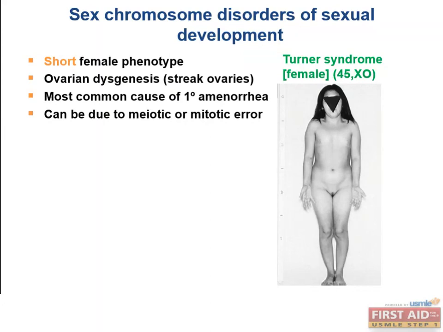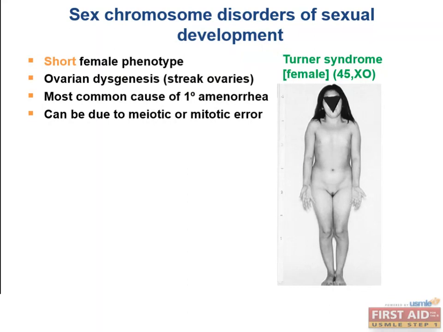They'll sometimes like to mention streak ovaries, which is synonymous with ovarian dysgenesis. Okay, so the ovaries fail to develop properly. And because the ovaries fail to develop properly, these patients will never menstruate. So it's the most common cause of primary amenorrhea, which means they've never menstruated prior. Secondary amenorrhea would mean they've menstruated before. Most common cause of secondary amenorrhea would be pregnancy, whereas primary amenorrhea could be an anatomical obstruction, such as an imperforate hymen, or just simply Turner syndrome.